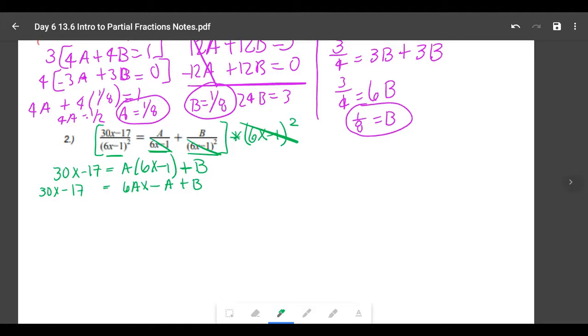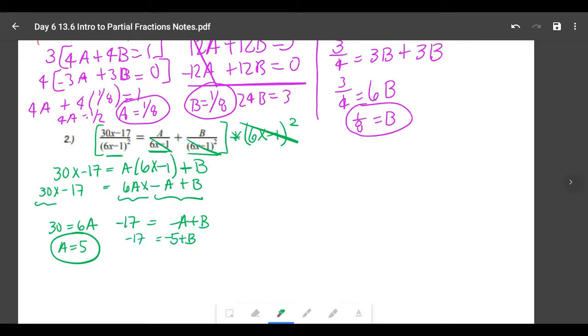So I have x's and constants. So this is my x. And so 30 must be equivalent to 6a, which means that a is equal to 5. And then the other one would be negative 17 has to equal negative a plus b. And if a is 5, then negative 5 plus b equals negative 17, which is negative 12 equals b. So that's my final answer.